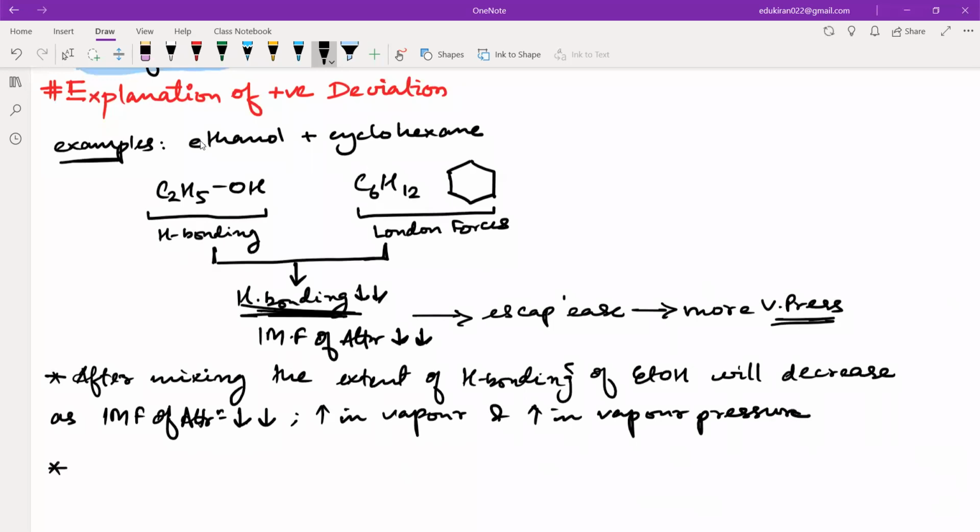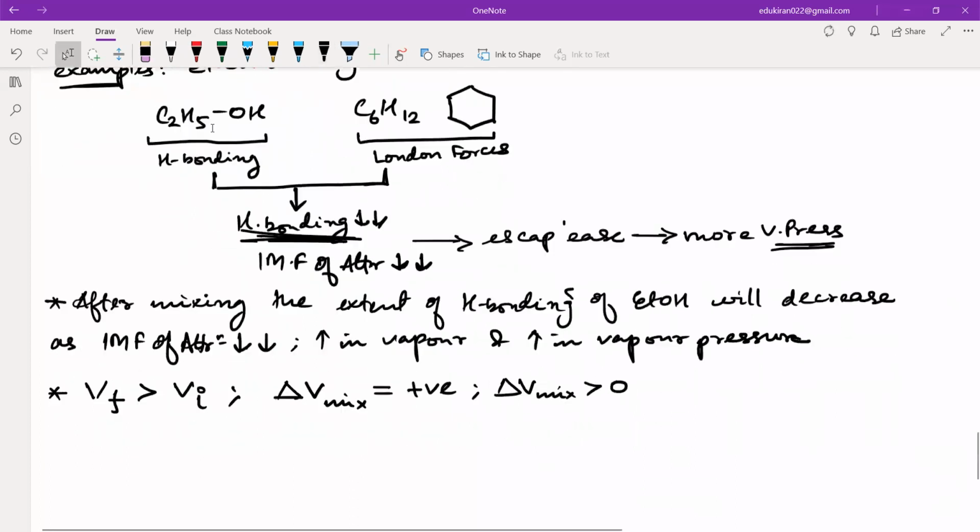Second point, the V final, since the attraction is decreasing, it will be taking more and more space, will be greater than the V initial. And we can say that delta V of mixing will be equal to positive. Now that means delta V of mixing will be greater than 0 in the positive deviation.